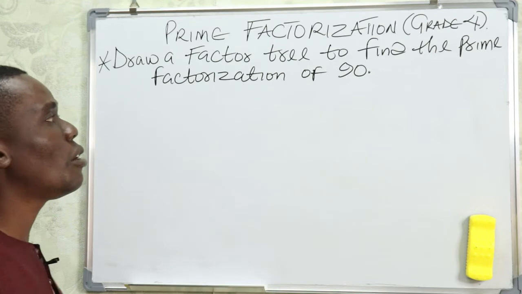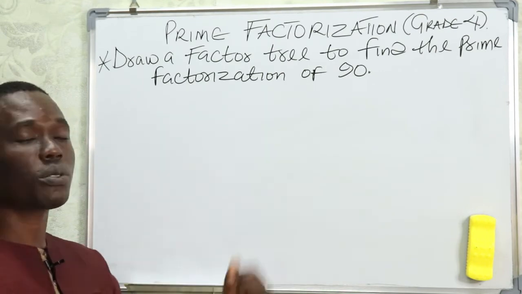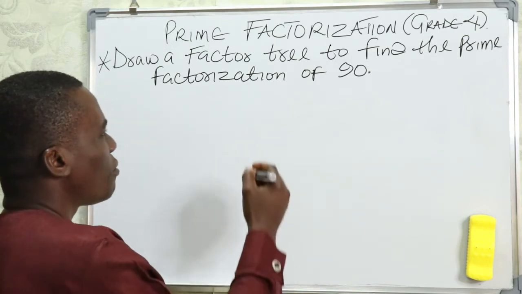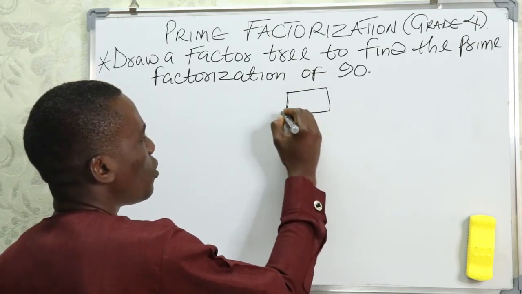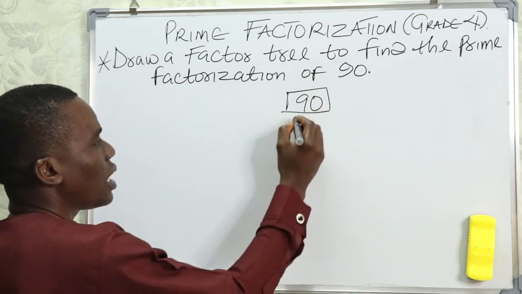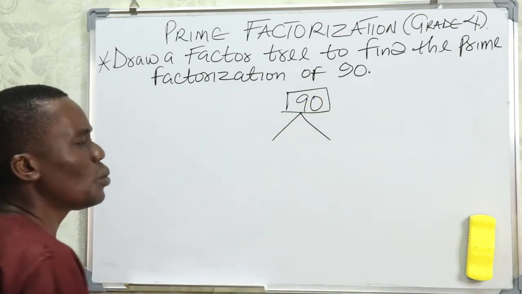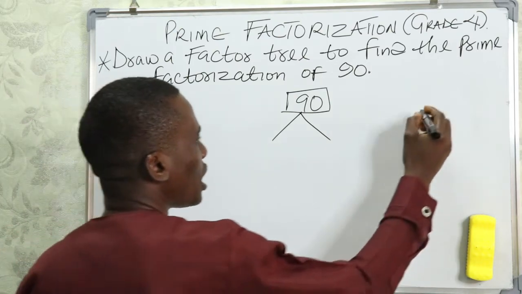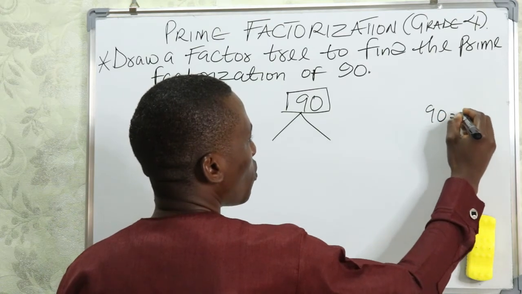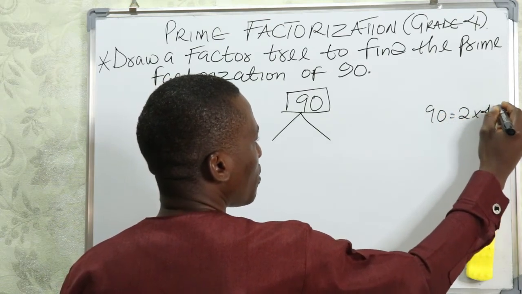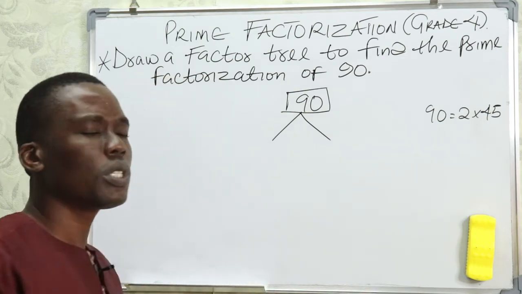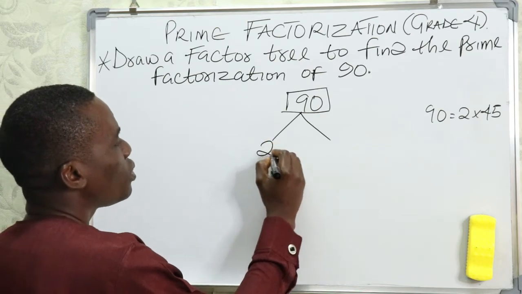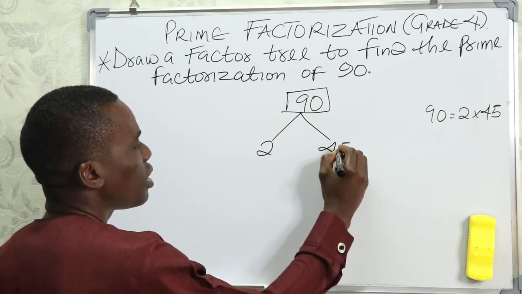You are asked to draw a factor tree to find the prime factorization of 90. Now for us to draw a factor tree, the first number that will be in the factor tree is what? 90. And for 90, we'll look for two numbers we'll multiply that will give us 90. And if we check out those numbers, 90 will be equal to 2 times what? 45, right? Because 2 times 45 will give us 90. So the first branch will be 2 and the other branch will be 45.